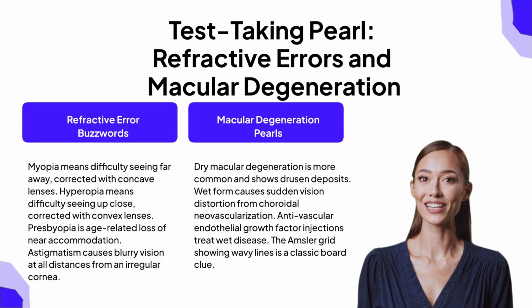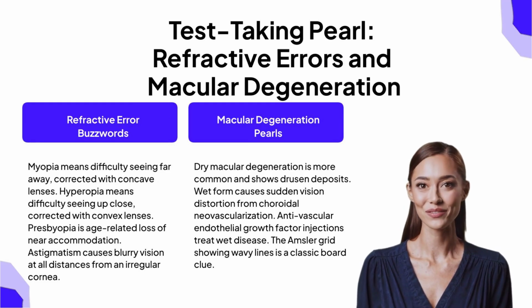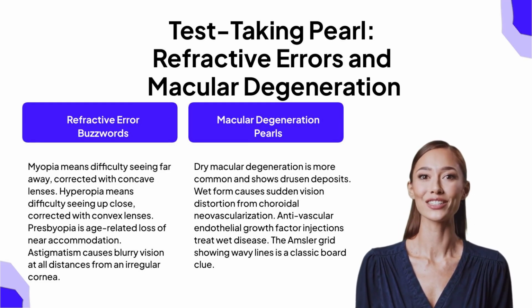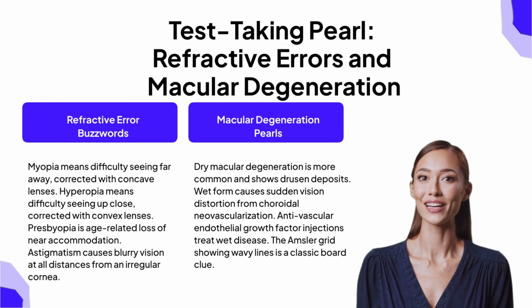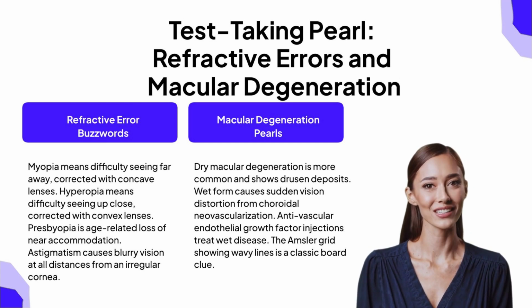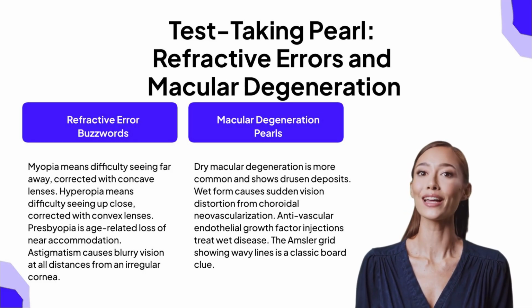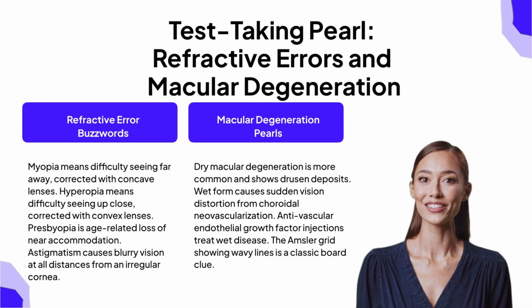Here is an important test-taking pearl that covers refractive errors and macular degeneration. For refractive errors, the boards like to test whether you know which lens corrects which problem. Myopia or nearsightedness means the patient can see near objects clearly, but distant objects are blurry. This is corrected with concave or diverging lenses.